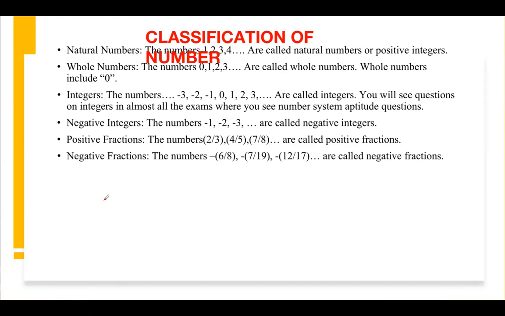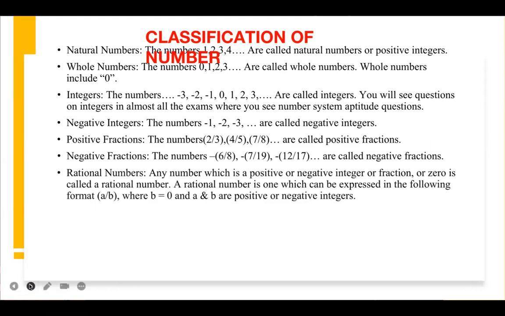Next, coming to negative fractions: minus 6 by 8, minus 7 by 9, minus 12 by 17, etcetera. Those are negative fractions. Now, rational numbers. Any number which is a positive or negative integer, or a fraction, or 0, is called a rational number. A rational number is one which can be expressed in the a by b format, where b is not 0, and a and b are positive or negative integers. a and b might be positive or negative, but b cannot be 0 in a rational number.